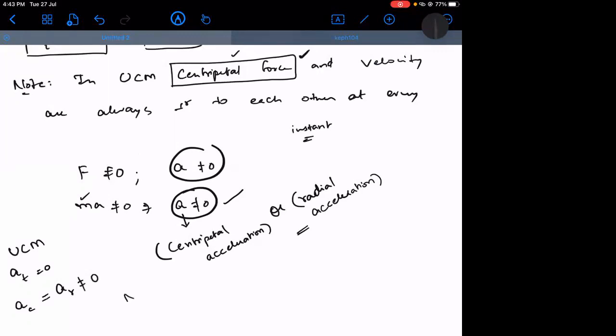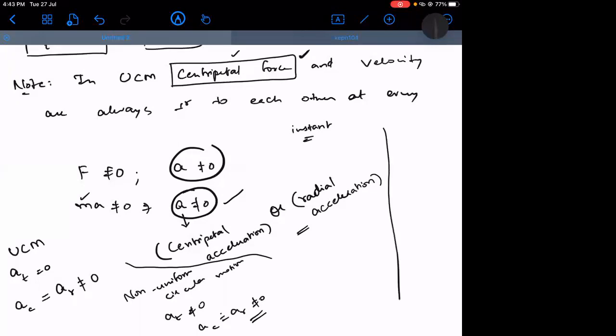Whereas in non-uniform circular motion, what will happen? Tangential acceleration will also be not equal to 0. Centripetal acceleration or the radial acceleration will also not be equal to 0. Yes, somebody was asking. Is there any doubt? Sir, so in free fall, the centripetal acceleration is the gravity. You don't get confused. Centripetal needs a center. Free fall is linear motion. In linear motion, there is no center.